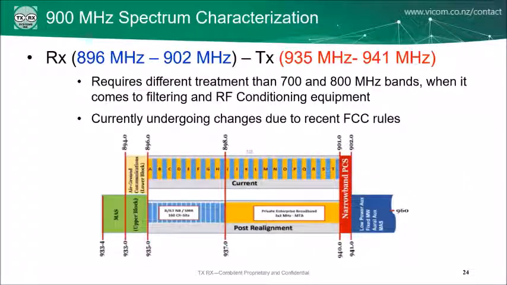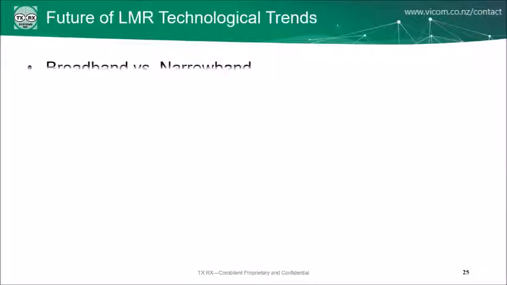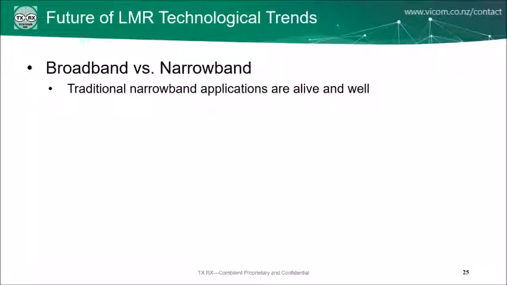Now we've thrown those terms around, narrowband and broadband. Let's talk a little bit about them. Traditional narrowband applications are alive and well. Narrowband is used everywhere. Broadband is starting to come into play. Why do you want broadband? Well, you carry more data. Narrowband is still just fine for a lot of land mobile radio stuff.